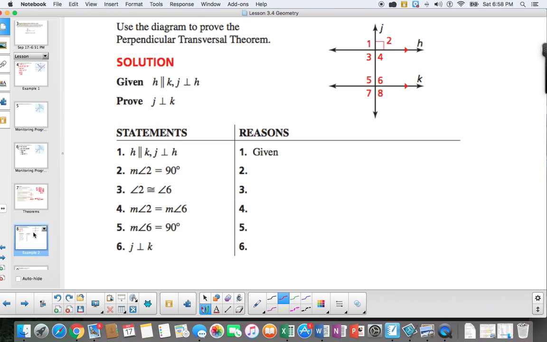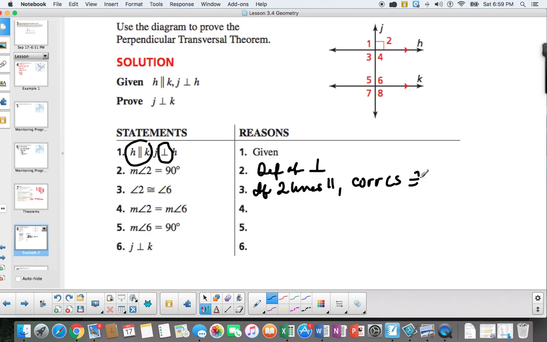Okay, let's go to the theorem that I promised you that we were going to prove. We have a line perpendicular to one of the parallel lines, and we want to prove it is perpendicular to the other parallel line. All right, first, since we have perpendicular lines, we know we have a right angle, so that's definition of perpendicular. Now, since we have these parallel lines, we know that angle 2 is congruent to angle 6 because, I'm using this, if two lines are parallel, then corresponding angles are congruent.